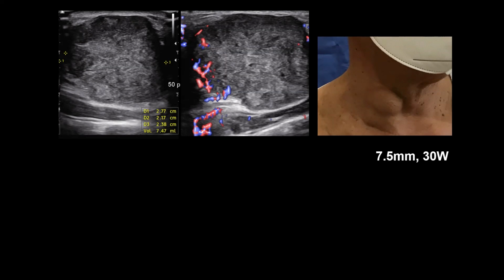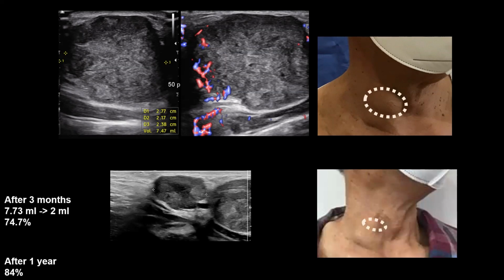I performed the radiofrequency ablation at the lesion with 7.5 mm tip and 30 watts. After the radiofrequency ablation, the lump decreased a lot, decreasing by 75% after 3 months and by 84% after 1 year. As the lump decreased, a lump that was pressed underneath looked relatively large. He is planning a second radiofrequency ablation.